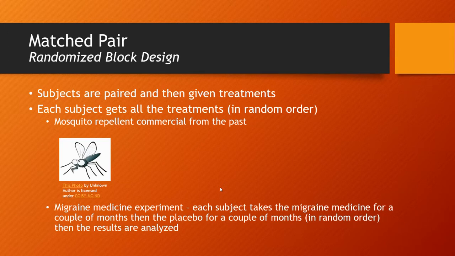Again, in our migraine medicine experiment, I could have had each subject take the migraine medicine for a couple of months and then take the placebo for a couple of months, or reverse order. I would do the random order, and then analyze those results. But sometimes it's hard for one subject to take all the treatments. So that's why we can still try to pair our subjects up and make sure that of the pair, one gets one treatment, the other gets the other. Now, for that experiment where we had 6 treatments, I would try to find 6 of my subjects that were similar. That's kind of harder to do. So the more treatments you have, the harder matched pair is to do.